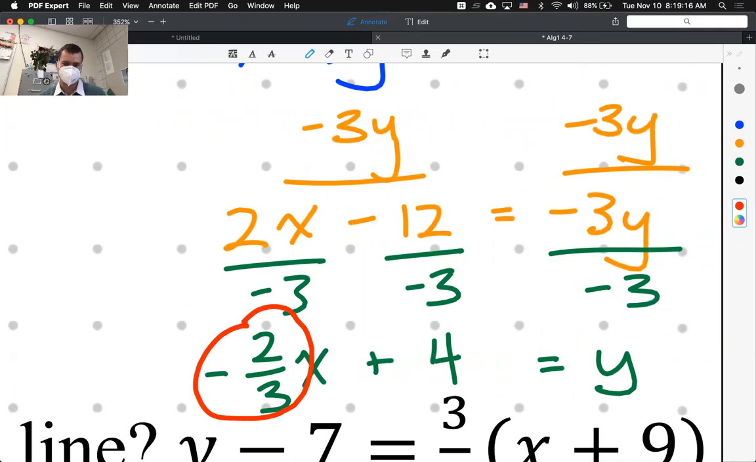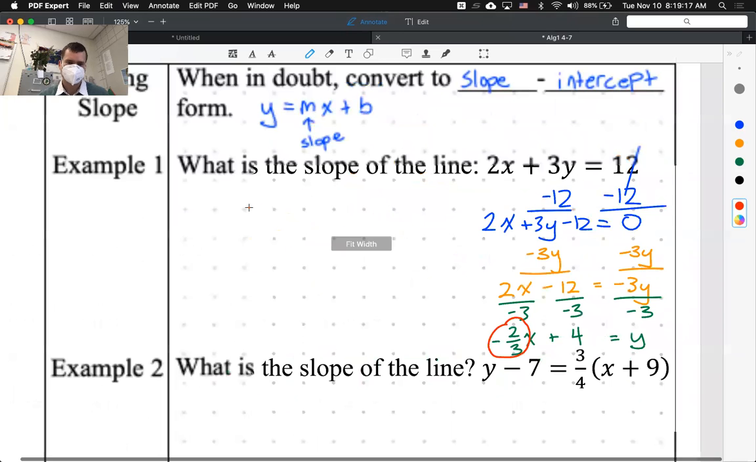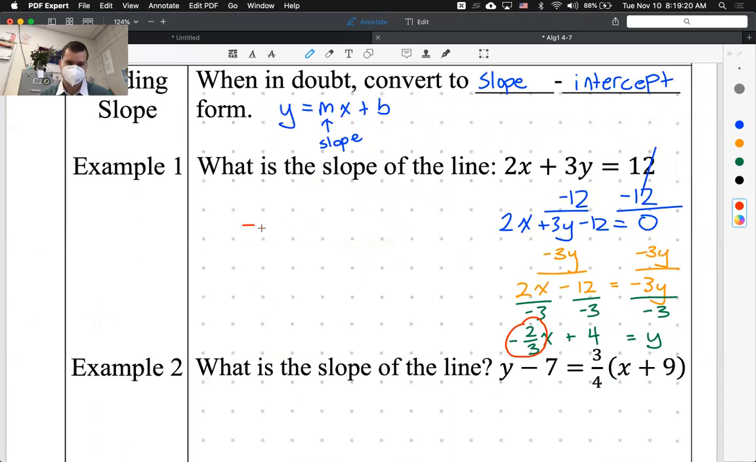Why am I having such weird lag? So the answer is negative 2/3. And we box it. All right, computer, wake up. All right.